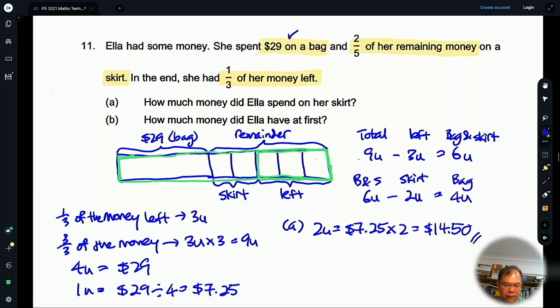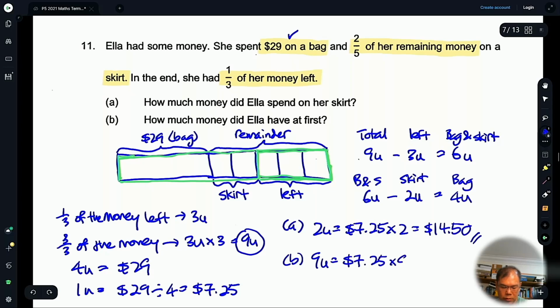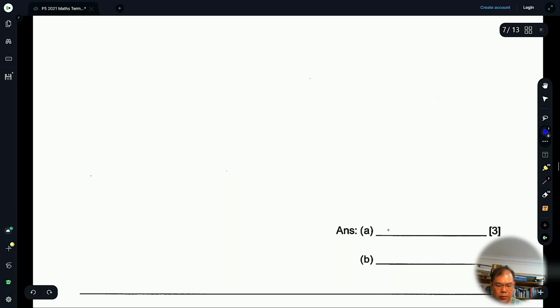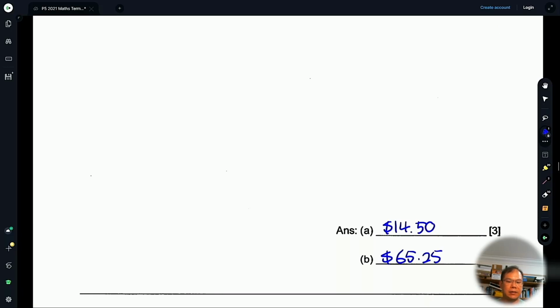How much money did Ella have at first? We have established that there are a total of 9 units. Right? So 9 units of money is $65.25. So that's for part B. Okay. So part A, how much did she spend on the skirt? $14.50. How much money did she have at first? $65.25. That's the answer for question 11.